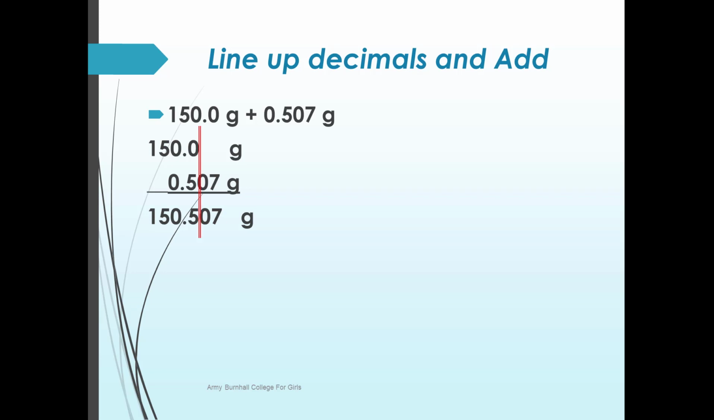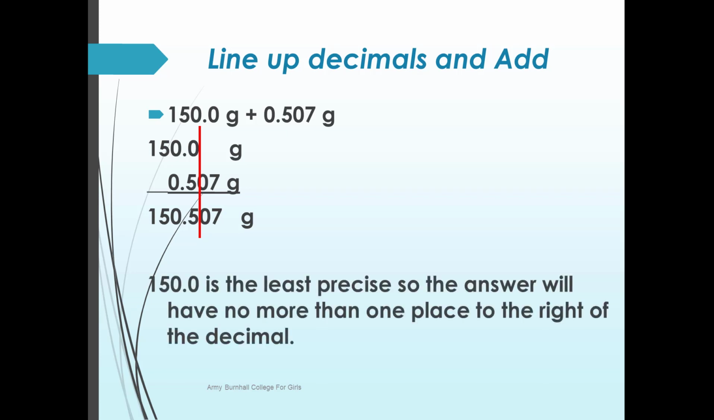Okay, then we will draw this line after the least number of decimal digits. You can see the answer will also contain only this many figures after the decimal. So the answer will be 150.5 after rounding off. We will check that 150.0 is the least precise, so the answer will have no more than one place to the right of the decimal. Okay, so the answer will be 150.5 grams.